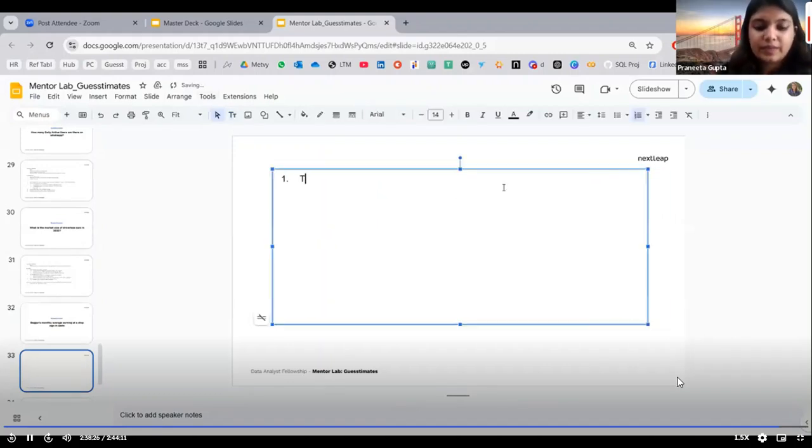So first I'm saying time of the day. Peak hours versus lean hours. Second, day of the week will also matter. Right? So weekend versus weekday.